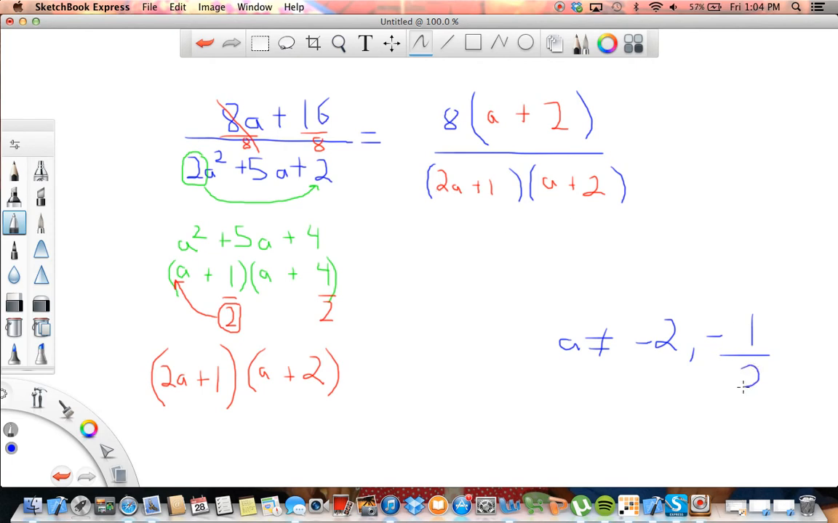And if you don't remember how to do that, you can just take each set of these parentheses and set them equal to 0, and that's going to give you both of these answers. So here are your excluded values. That's going to be part of your answer.